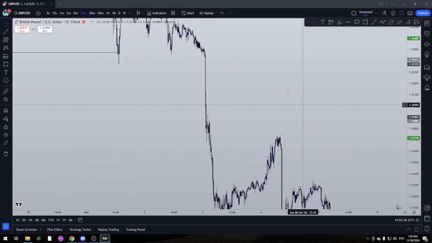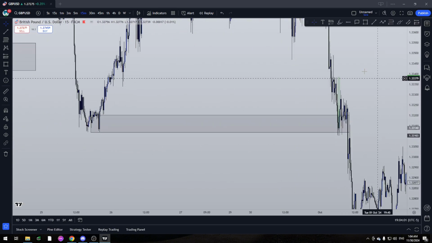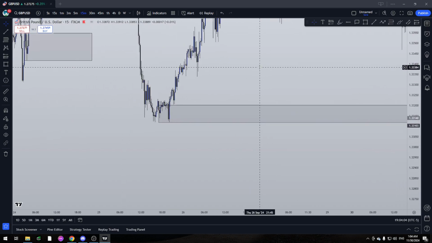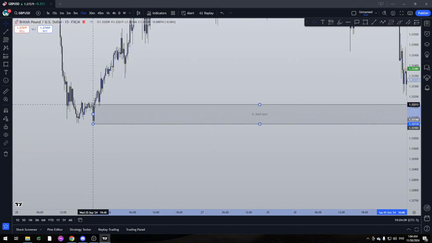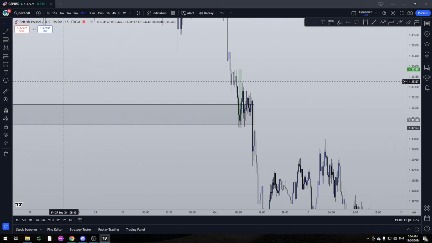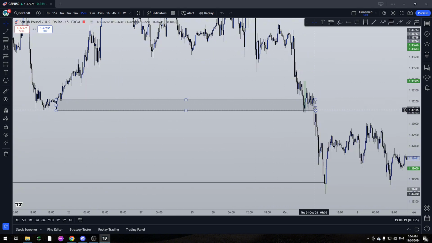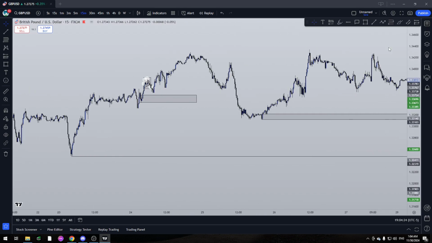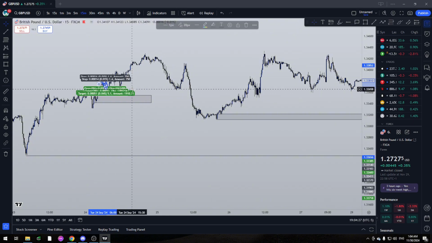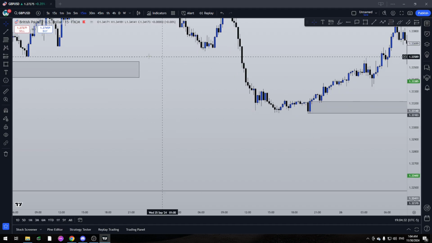Let's see if we can find another example for you guys. Right here. Perfect. I don't know why I drew this out, but sure. As you can see, we have your zone here. Market goes out, market comes back in. I think I used this to explain it to a student already. But as you can see, market totally ignored it and fell through. Same thing here.